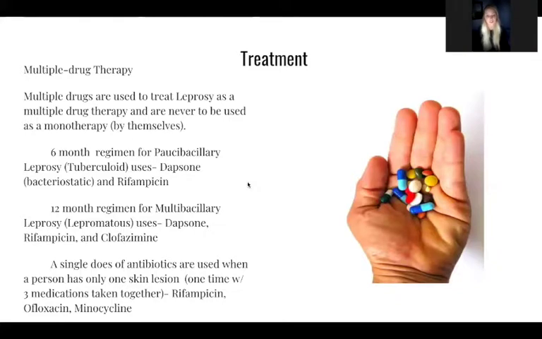So for paucibacillary leprosy or tuberculoid leprosy, that is a 6-month use, and you use dapsone, which is a bacteriostatic, and rifampicin. For multibacillary leprosy, also known as lepromatous, that is a 12-month regimen, and you use dapsone, rifampicin, and clofazimine. And then this one is specifically just for those who have one skin lesion, and it's a single dose, and you use all 3 antibiotics at one time, and that's rifampicin, ofloxacin, and minocycline.